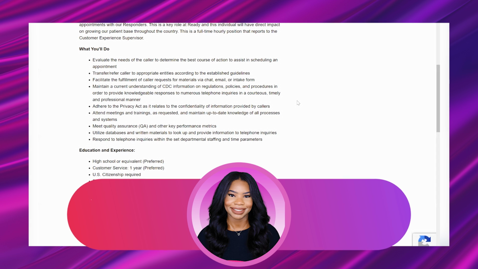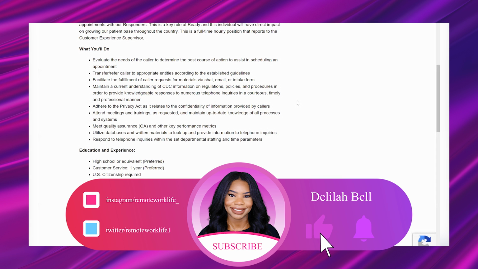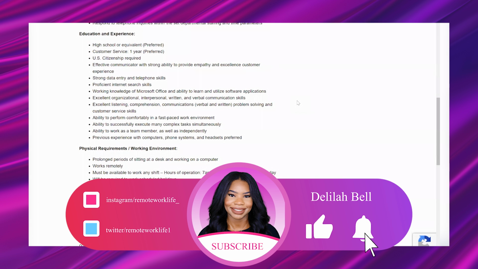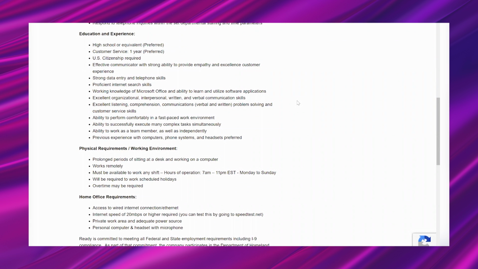Respond to telephone inquiries within the set departmental staffing and time parameters. Education and experience. It says high school or equivalent preferred. Customer service 1 year preferred, but doesn't say required.